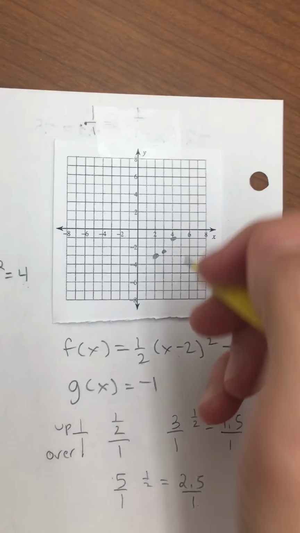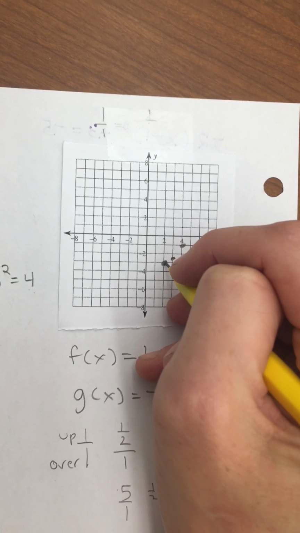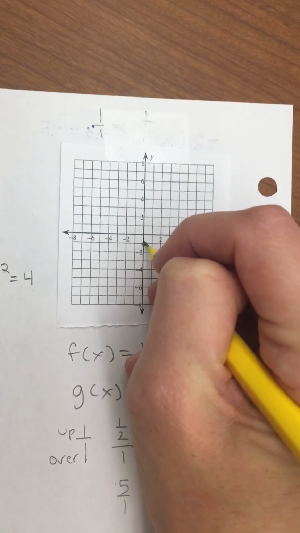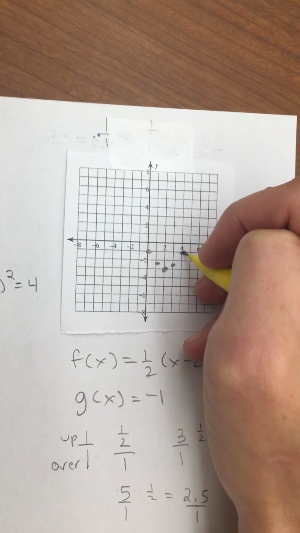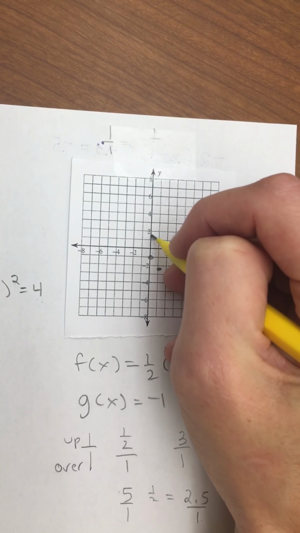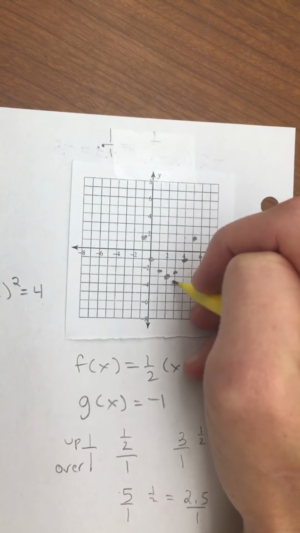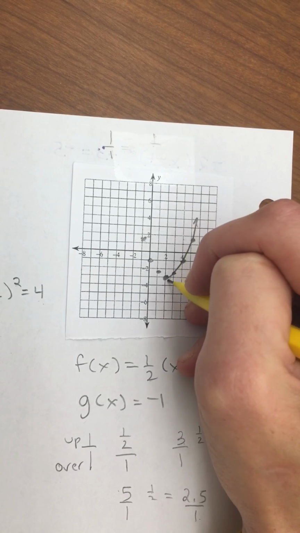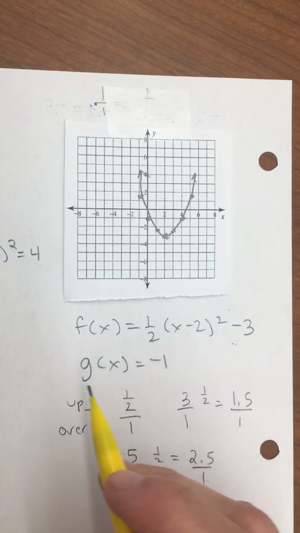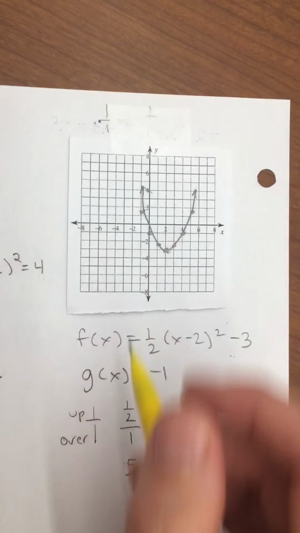All right? So I did it on this side. I'm going to do the same thing on this side. And let's do up 2.5 over 1, up 2.5 over 1, and then up 2.5 over 1. So here's my parabola. And then my other function is g of x equals -1.